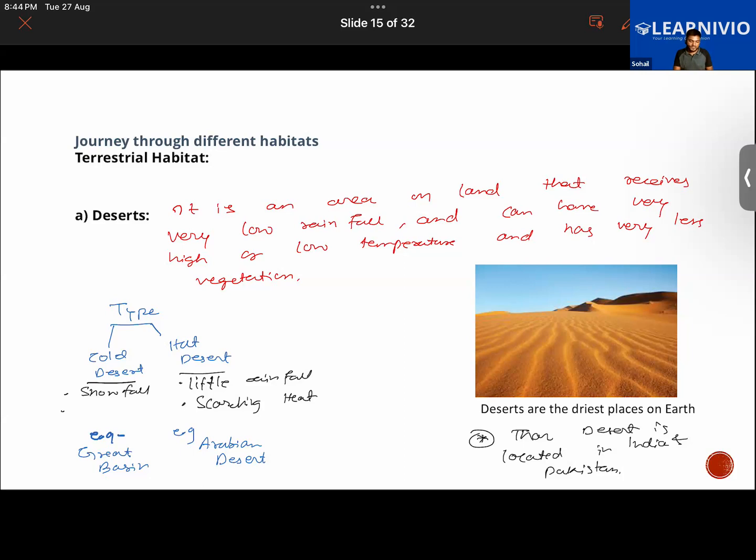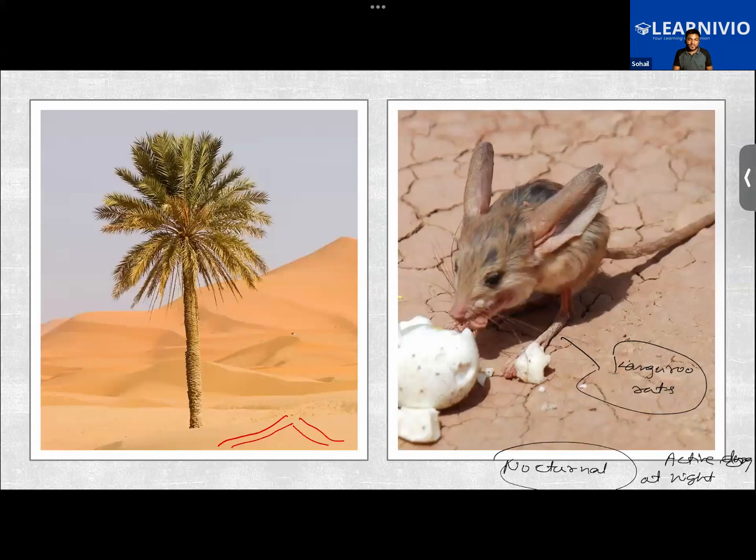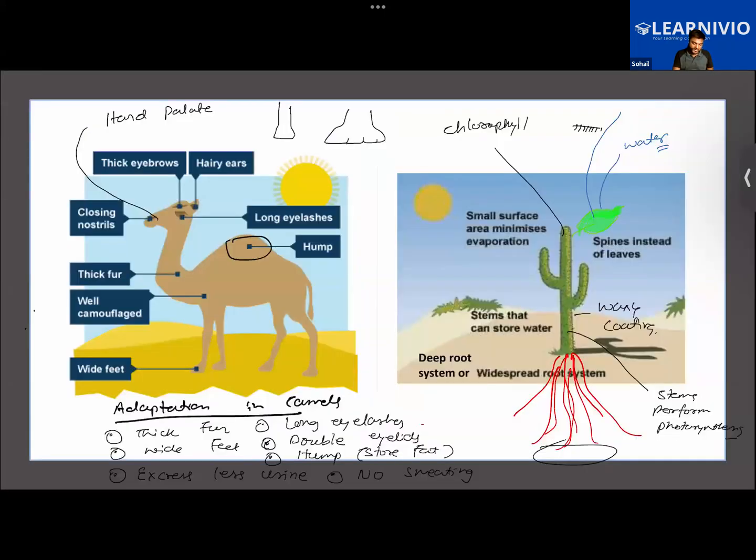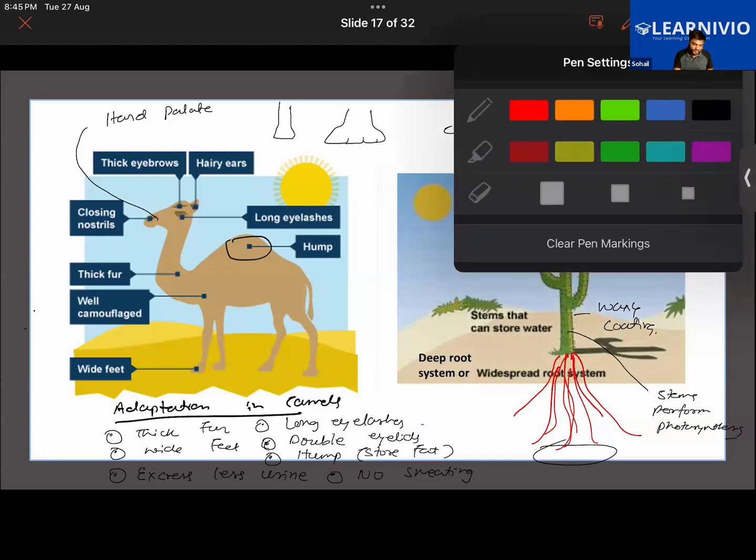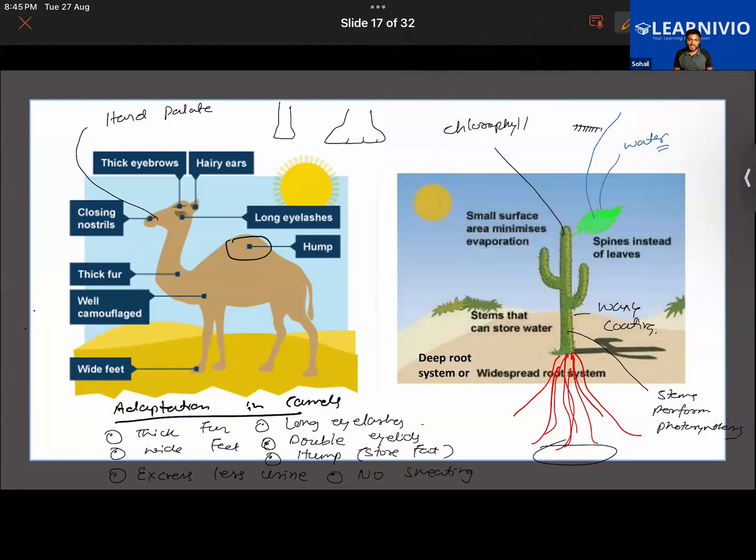Getting it? So what kind of organism would be able to survive here? Since there is scarcity of water, only a small amount of water is present. So the kind of plants that grow here have very, very deep roots. They are long and branched, so that they can access and absorb the maximum amount of water.